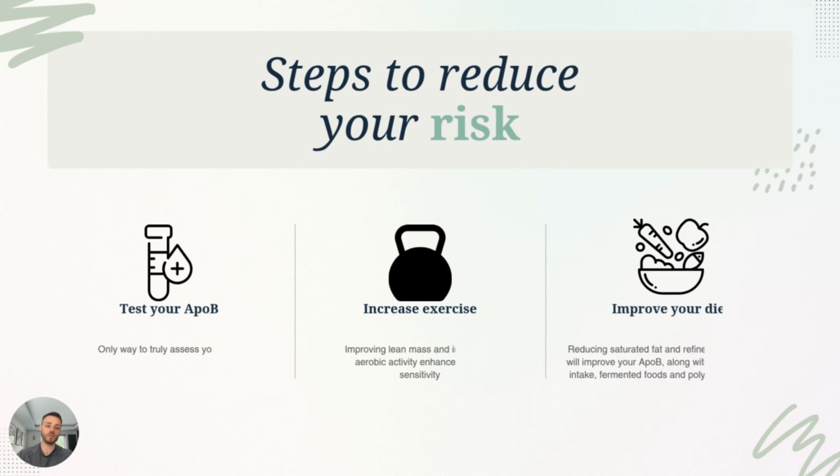So this leads on to what should you do going forward to reduce your risk. The first one is to test your ApoB. Now, in the UK, this is not routinely offered, and I think in a lot of health systems across the world, ApoB does not form part of the routine blood panel. So you may need to go through that privately. Like I said, this is not a plug, but we do that in our clinic.